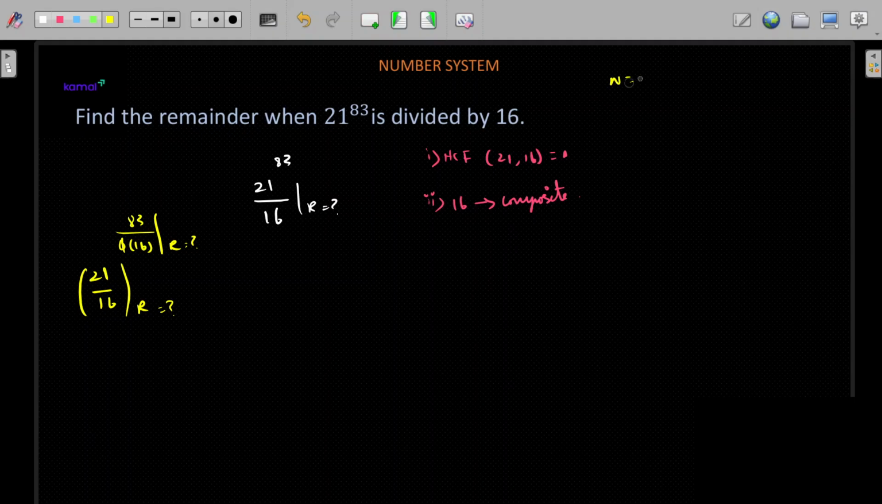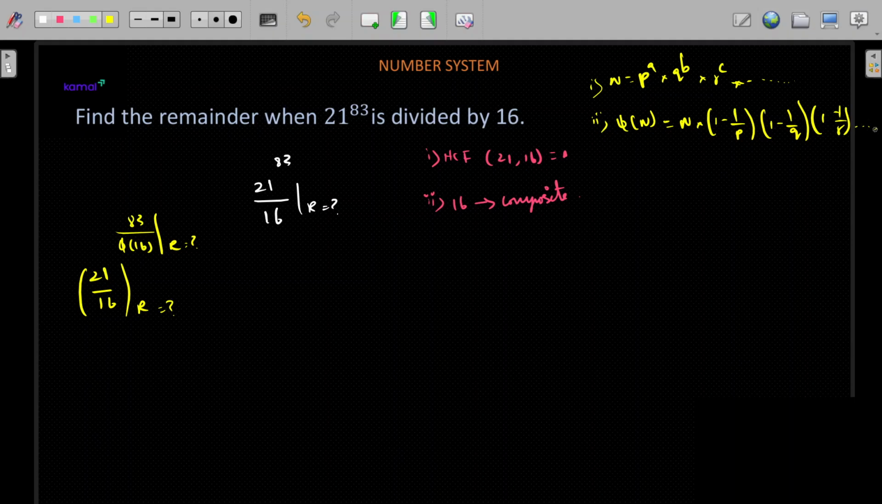First we have to prime factorize the number, which will become p power a into q power b into r power c. It keeps going based on the number of prime bases after prime factorization. Then the Euler totient number of n, where n is a composite number, is equal to n into 1 minus 1 by p into 1 minus 1 by q into 1 minus 1 by r. It keeps going based on the number of prime bases. This is how we find the Euler totient number for n.